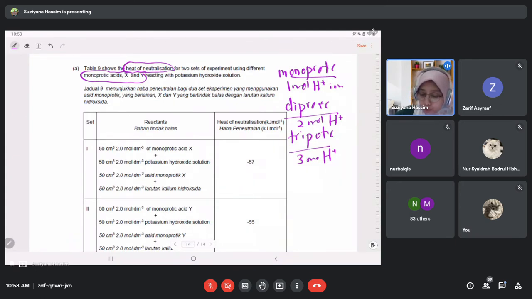Monoprotic: when the acid ionized in water, it produces 1 mole hydrogen ion. Diprotic acid ionized in water produces 2 mole hydrogen ion. Triprotic acid ionized in water produces 3 mole hydrogen ion.